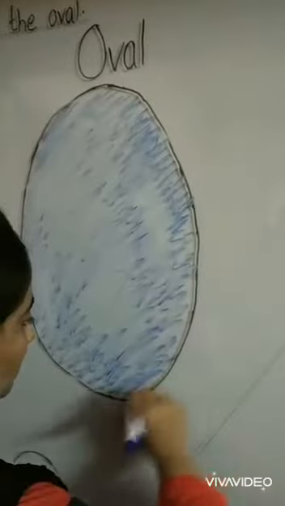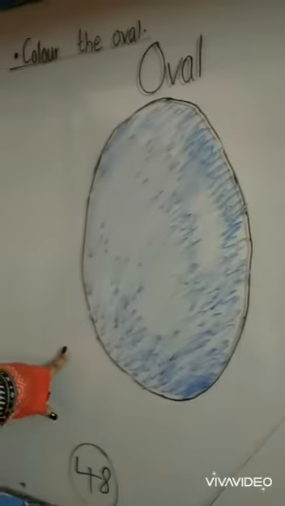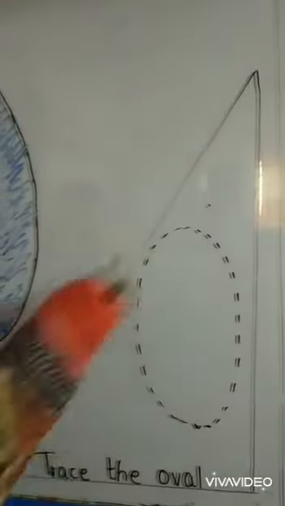We have done with our coloring in the shape oval. Again, students, which shape is this? Oval. Now, read this line. Trace the oval. You have to trace this oval.